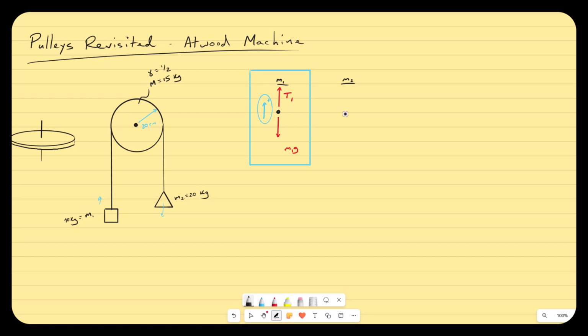Mass 2 is also going to have a very similar free body diagram. It's going to have tension 2 pulling up, because that's where the rope is attached. Tension 1, nope. M2G going down. And if this one moving up is positive, then this one moving down has to be positive, because block 1 moving up requires block 2 to move down. Those motions have to be linked.